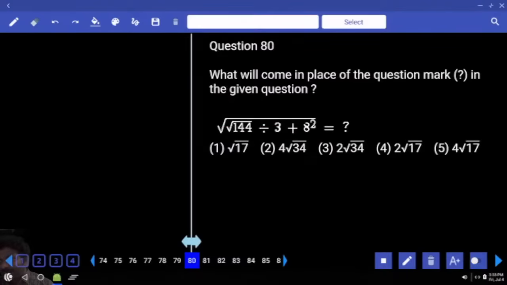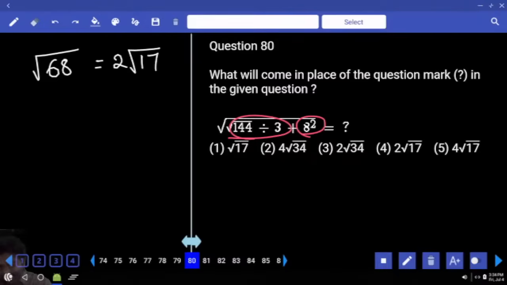Under root of 4, 144, 12. 12 divided by 3, 4. 8 square, 64. 4 plus 64, 68 can be written as 4 17 times. 4 comes out, 2 root 17.